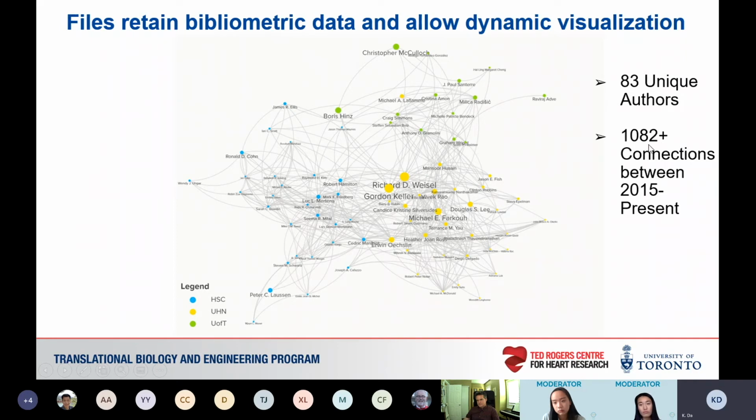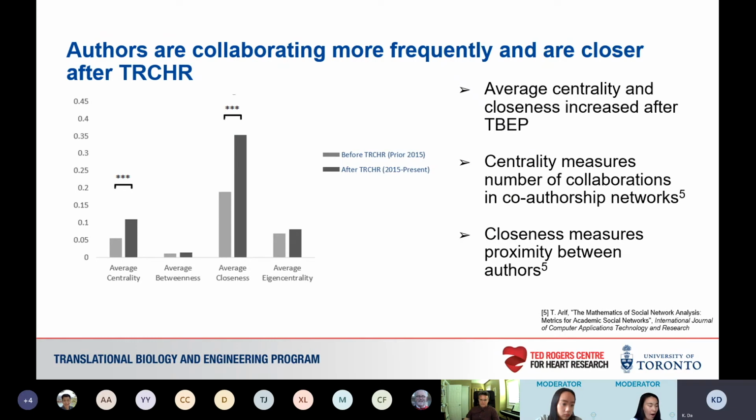As such, we also see that there was a huge increase in connections between this 5-year time span compared to 1991 to 2014. With the metrics that our program can produce, we can also perform statistical analysis. We're looking at different network metrics. We can see a significant increase in the average degree centrality, or how well connected an author is within the network, and also how close and proximal an author is relative to all other authors in the network. These statistics also help support a possible claim that the Ted Rogers Center will have helped foster interdisciplinary collaboration in research pursuits.